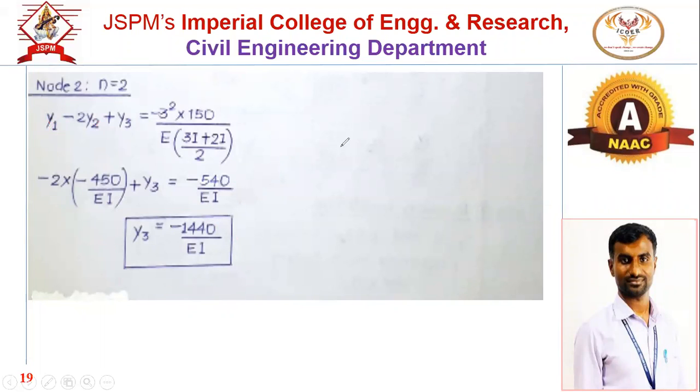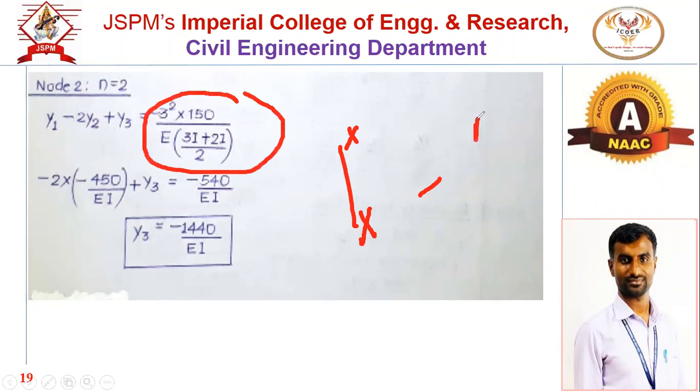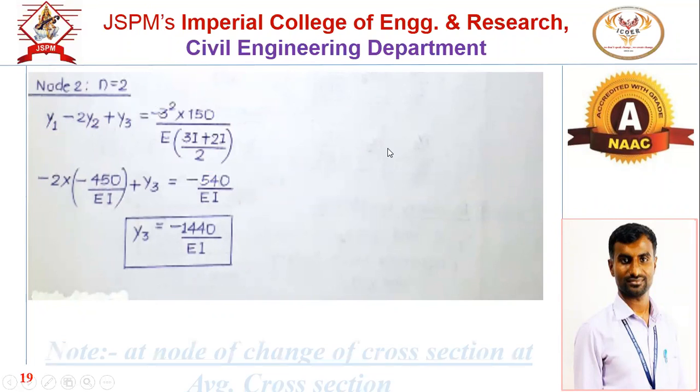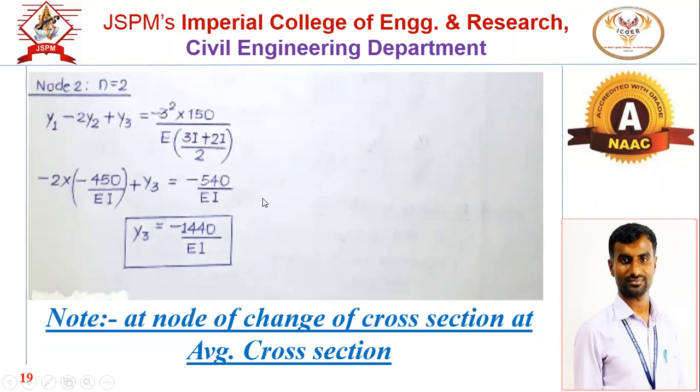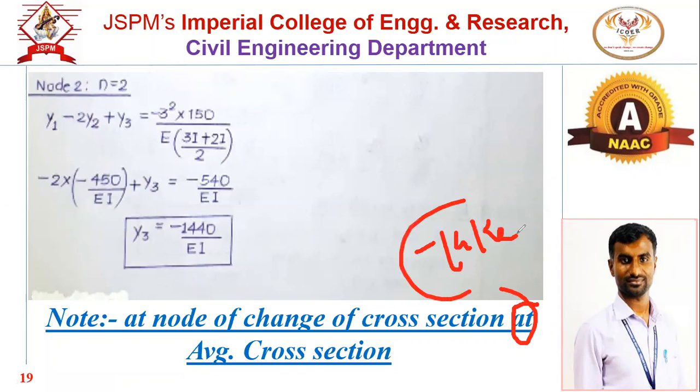Do you understand? So at a junction, if there is a change in cross section, take the average EI. Just remember this. It is very simple. Bending moment divided by cross section. At a node, if there is a change in cross section, take the average of that. So note, at a node of change of cross section, take the average cross section. Okay, this is for the cantilever beam.